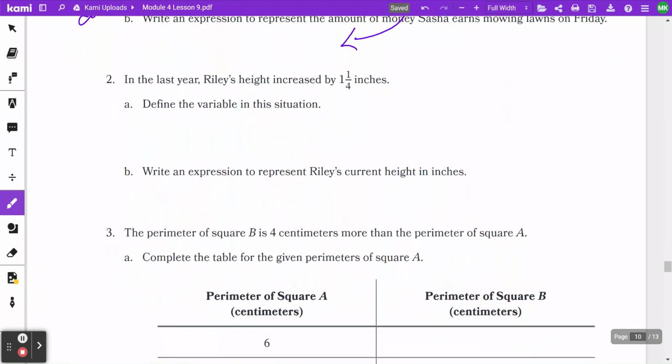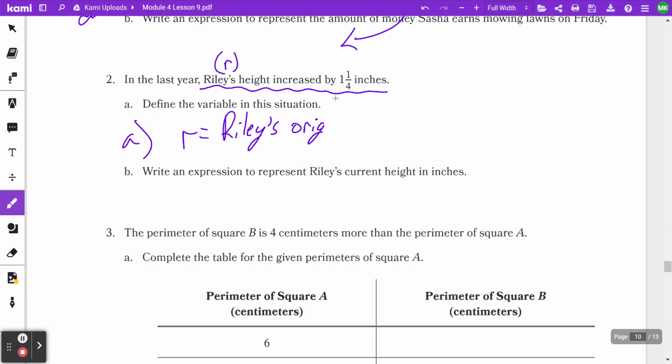How about this next one here? So in the last year, Riley's height increased by 1¼ inches. All right, well, what do I need to know? Or what don't I know? Well, I don't know how tall was Riley before she decided to go and grow, right? So I need something for Riley's height. So maybe a lowercase r equals Riley's original height, all right, or height last year. Riley's height. How about that?